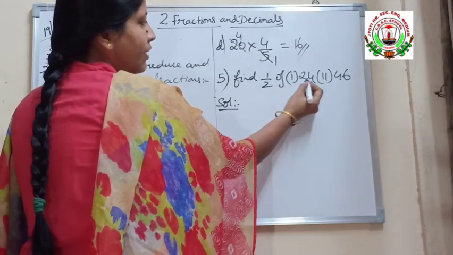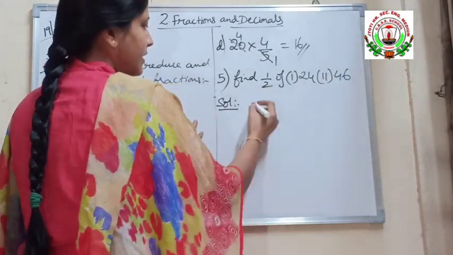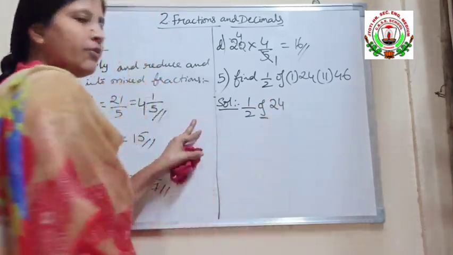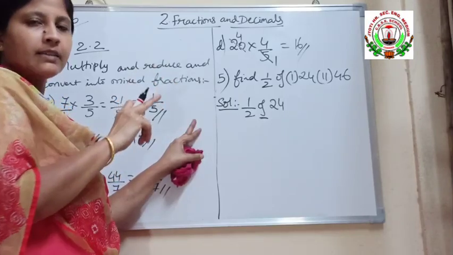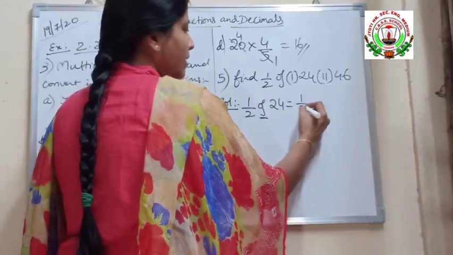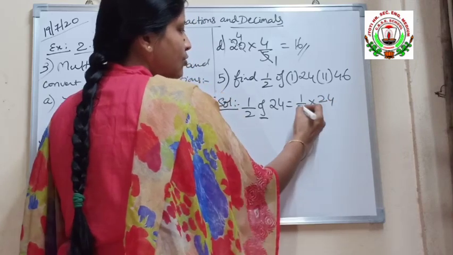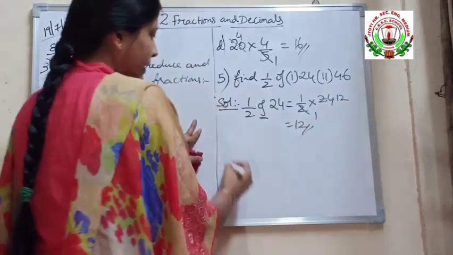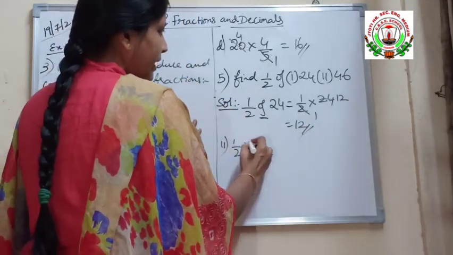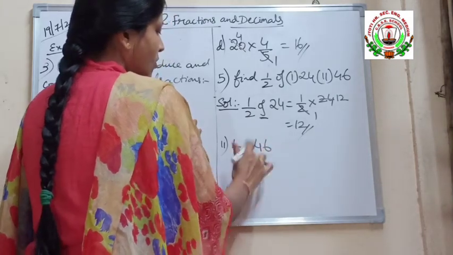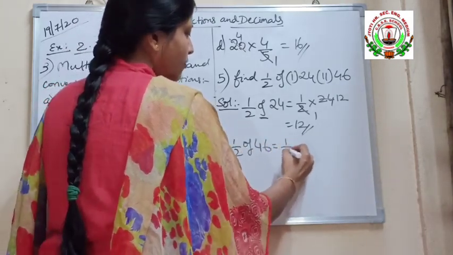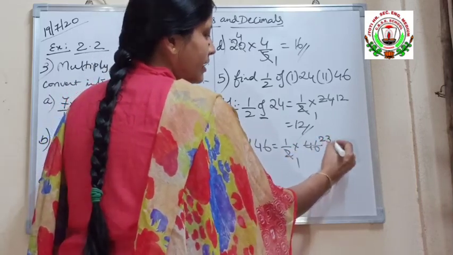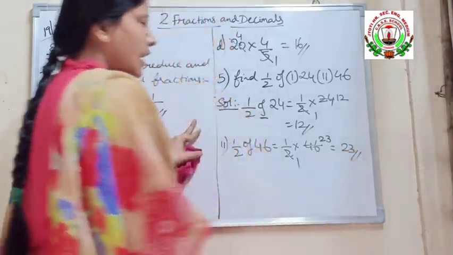1 by 2, half part of 24 and half part of 46. 1 by 2 of 24. You know that meaning of this of in mathematics is multiplication. So this will be 1 by 2 into 24. So cross multiply, 2 1s are 2, 2 12s are 24. So answer is 12 here. The second part here, 1 by 2 of 46. So again 1 by 2 into 46. 2 1s are 2, 2 23s are 46. So 23 is your answer.